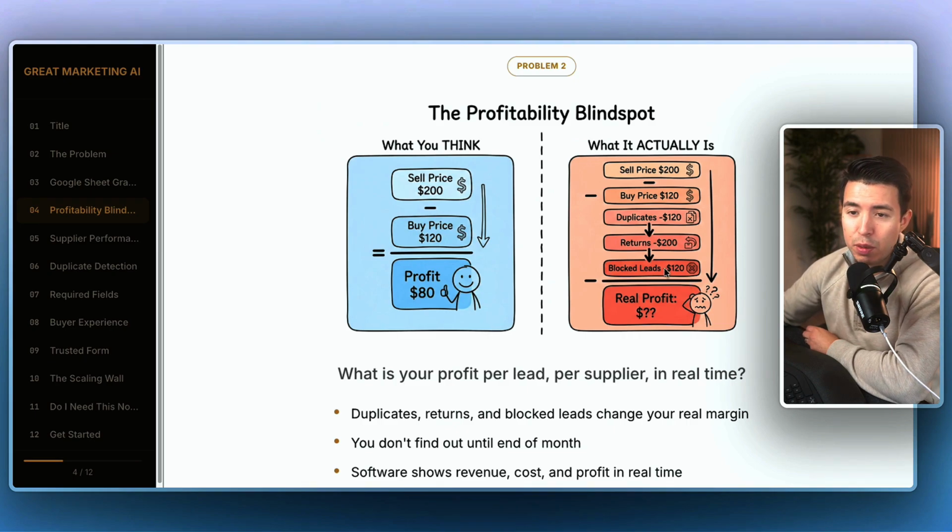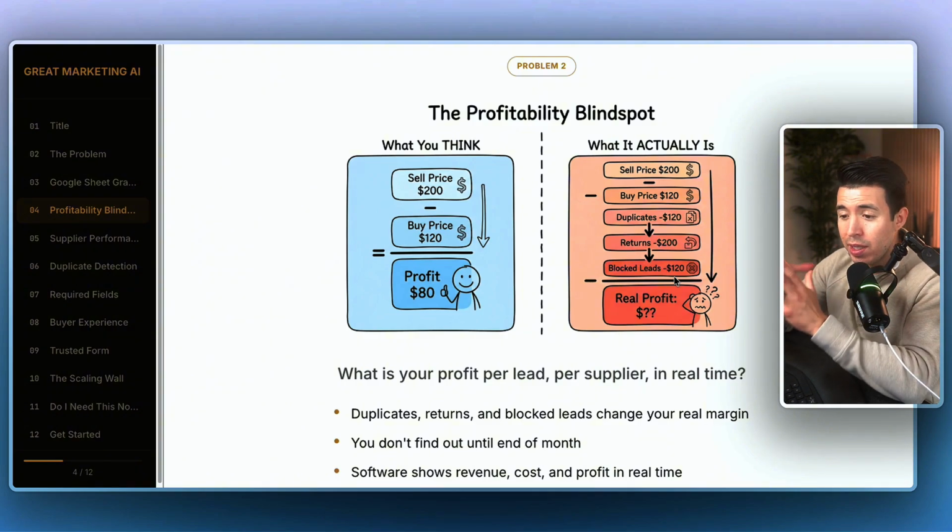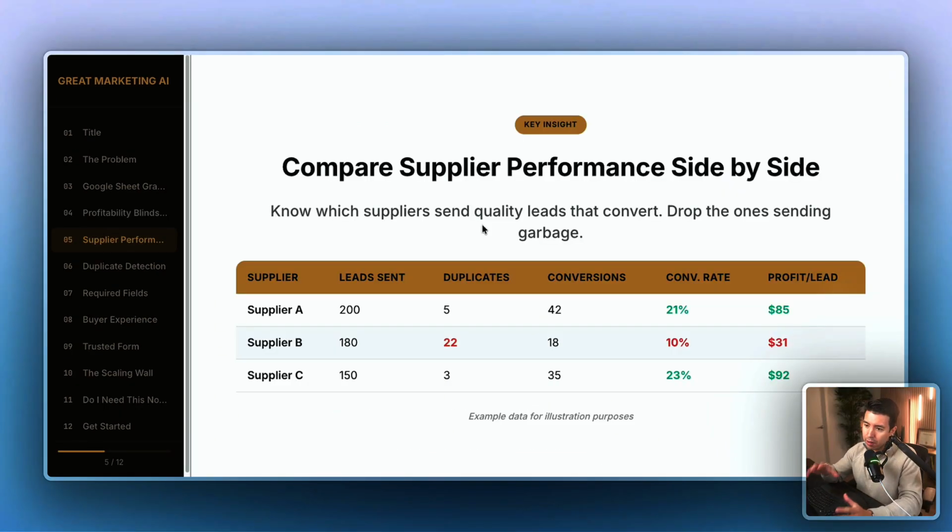Or maybe that lead was blocked. So your supplier sent you that lead, you bought it for 120, you sent it over to your buyer, but your buyer blocked that lead because it was missing a specific field that they need to make that lead valid on their end, right? So you run into all of these issues unless you have an actual system and software that can solve these problems. And here's another thing you really need: a way to compare your suppliers side by side.